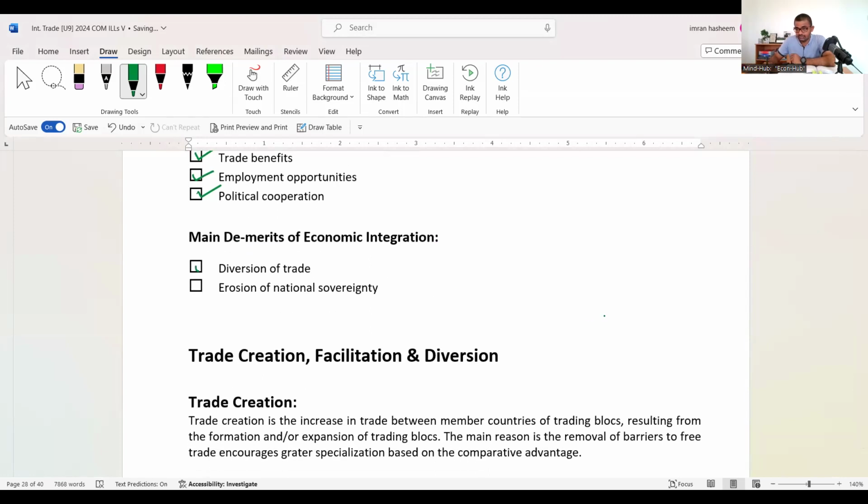Diversion of trade, I've explained a bit, where you might be having really beneficial international trade with a non-member country. Now you'll have to divert that to member countries where, according to the agreement, it might not be favorable for you anyway, but I've explained the concept, so I want you to learn it technically. Then erosion of national sovereignty.